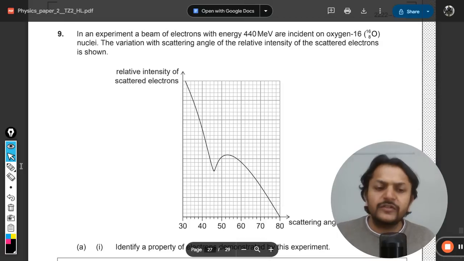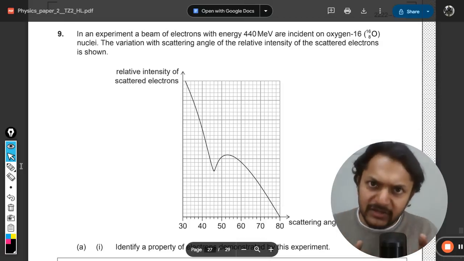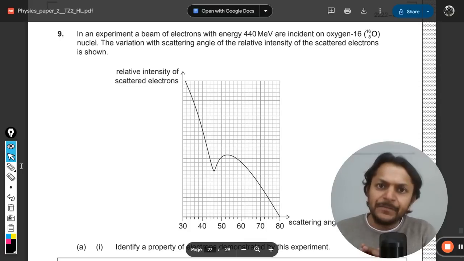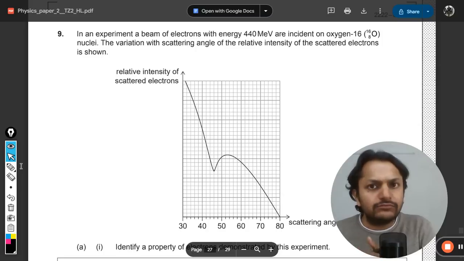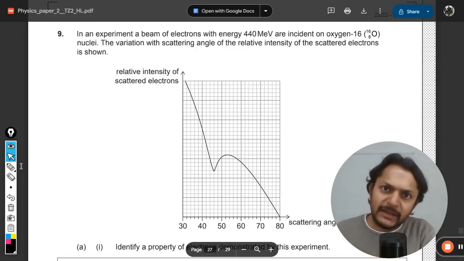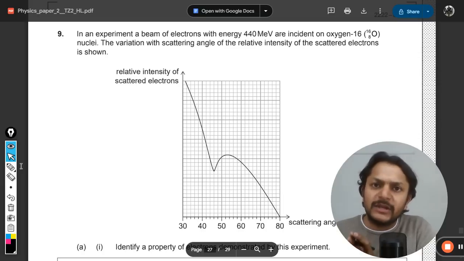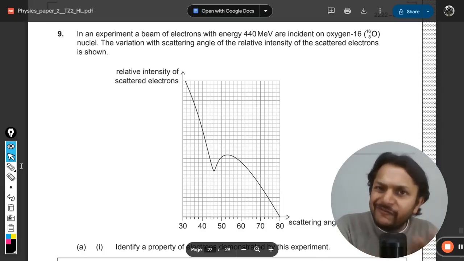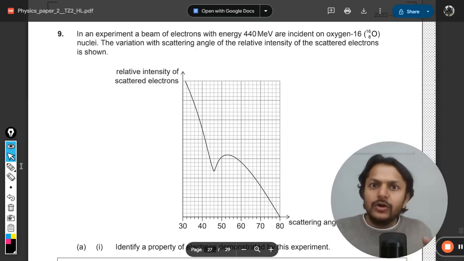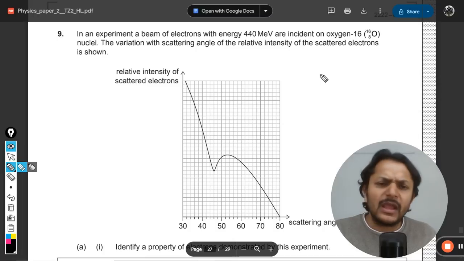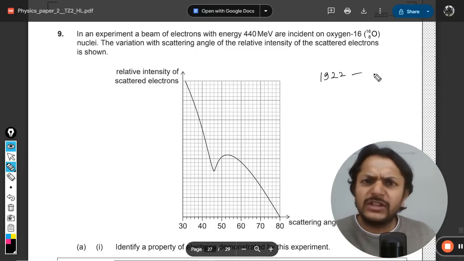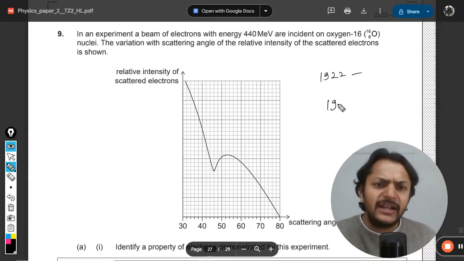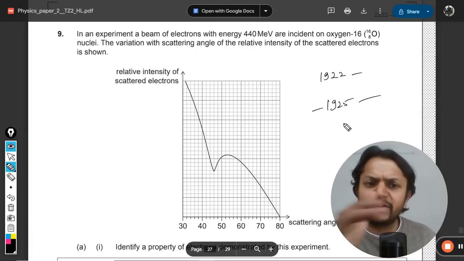Okay, so first of all, there is an experiment which is the Davisson-Germer experiment. These kinds of graphs relate to the Davisson-Germer experiment. The Davisson-Germer experiment was about the wave properties of electrons, of particles. I think in 1921-22, Louis de Broglie gave the theory that electrons have a wavelength. And in 1925 itself, the experiment by Davisson-Germer was done.